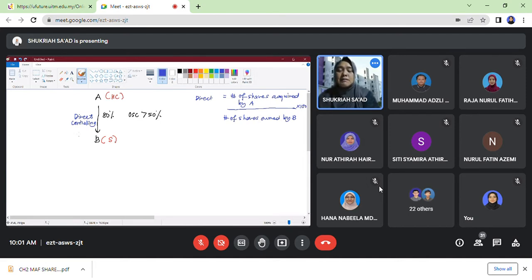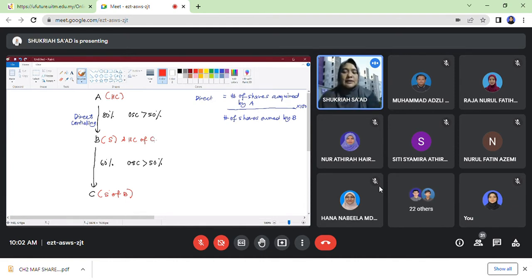Okay, and then at the same time, tadi A acquired B. So B become a subsidiary of A. So dalam slide dia kata A has direct controlling over B. Okay, betul, direct controlling. At the same time, B also acquired C, sebanyak 60%, which is ordinary share capital dia more than 50%. So dalam case ni, C become a subsidiary of B. So B become a holding company of C.